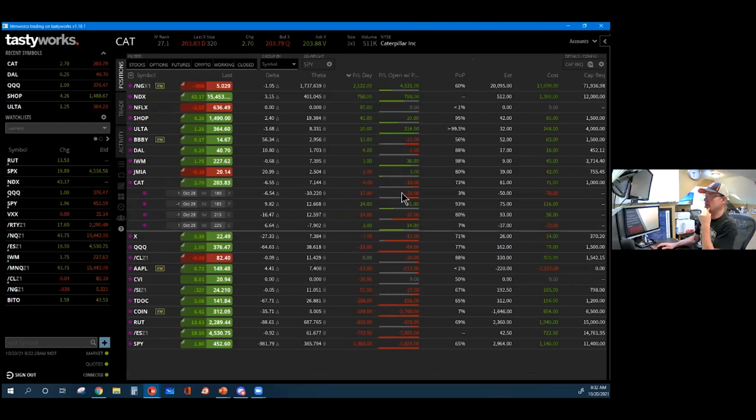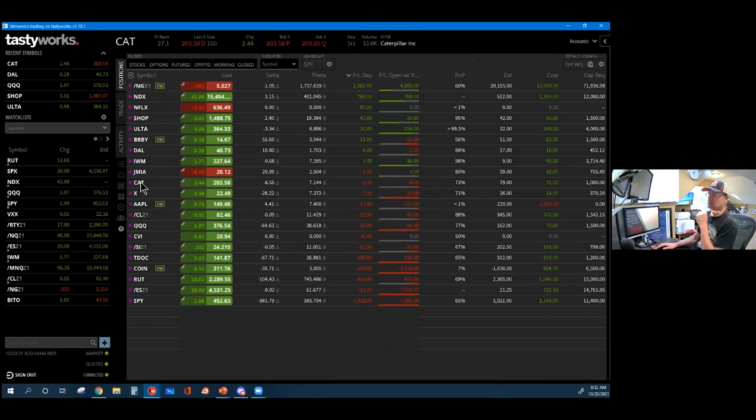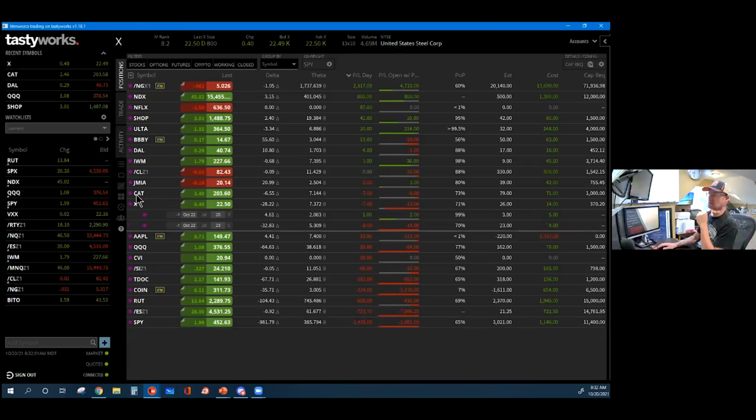We're not quite into the profit zone. Obviously, we just put it on right now. It was a 10-day trade, so about a week and a half long, but pretty good numbers on that. It was about 75% POP when we put it on, and about 7% ROI potential on the trade. We've got X, United States Steel, another undefined risk trade going on here. Short the 20 puts, short the 23 calls, pushing up a little bit here today.